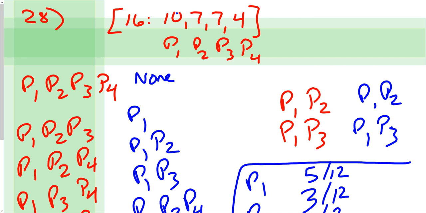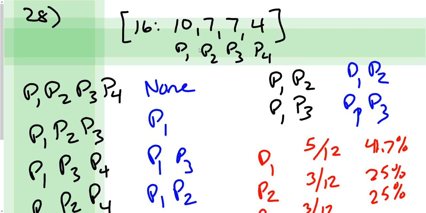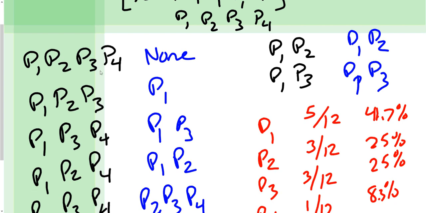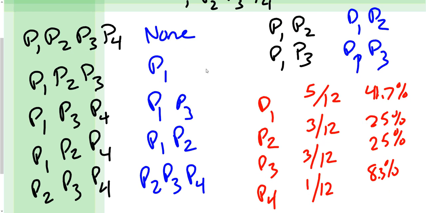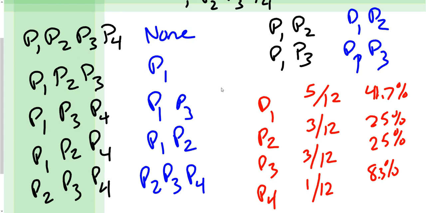Really, it's the same one, right? It's actually in here twice. Okay. So in this particular situation, you have 10, 7, 7, and 4. The quota is 16. So the first thing that we do is we write down all the groups that can pass the motion. And in this case, you're going to notice that it's the same combination of voters. All 4 can pass this. Any group of 3 of them can pass it. And then P1 and P2, and P1 and P3.